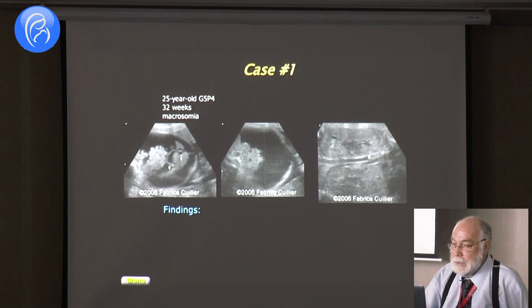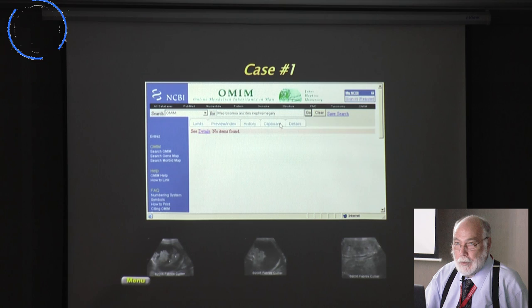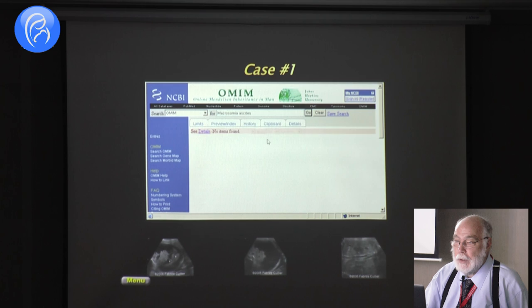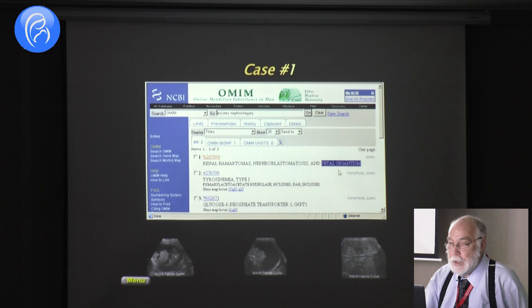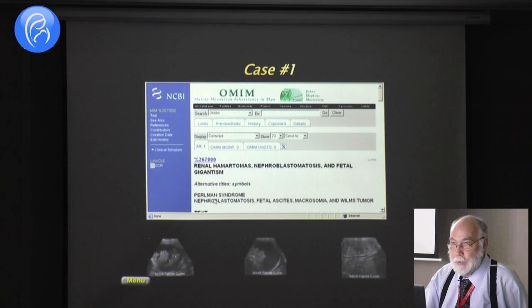So we put this into the database, and we have no answer because we put too many criteria. So let's try macrosomia and ascites, nothing. Let's try ascites and nephromegaly. Oh, now we have one here that says fetal gigantism. Well, fetal gigantism is the same thing as macrosomia. So now we can change the terminology and click on this, and here we have Perlman syndrome. So you see how by switching one keyword for another one and trying again, you can get to the answer.